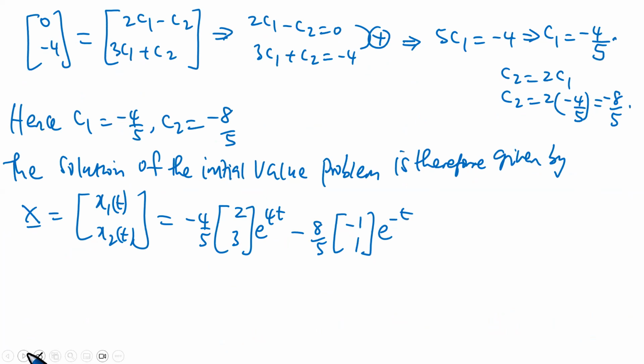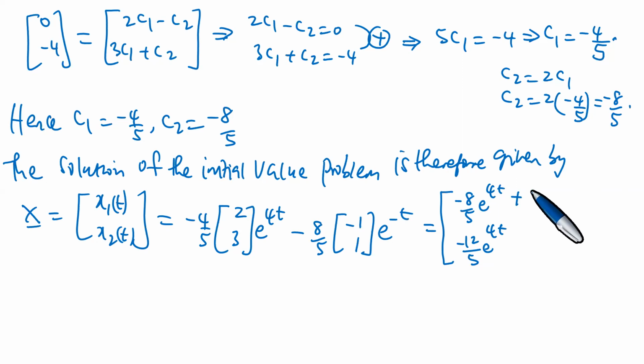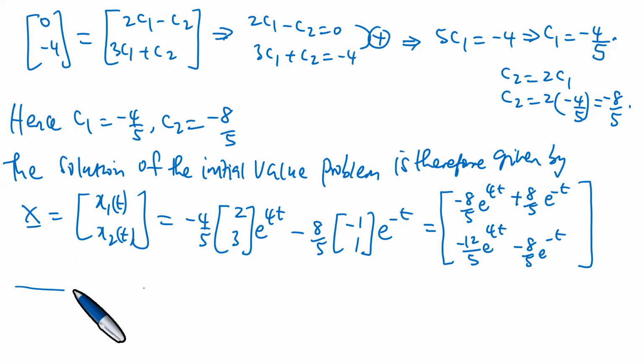That is the answer, but this answer can also be written as you can multiply out. If you multiply out, this one is going to become what? 4 by 2 is minus 8 over 5 e to the 4t. Minus 12 over 5 e to the 4t plus 8 over 5 e to the minus t minus 8 over 5 e to the minus t. These are the same. So we're done. This is the answer. This is a solution.